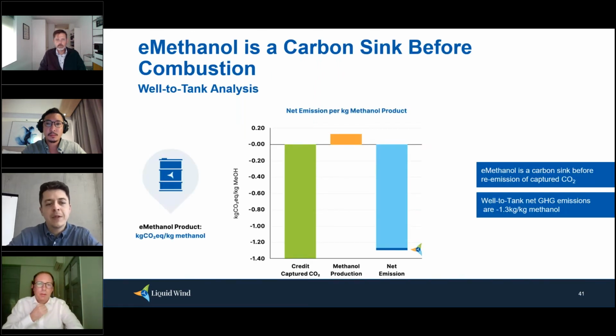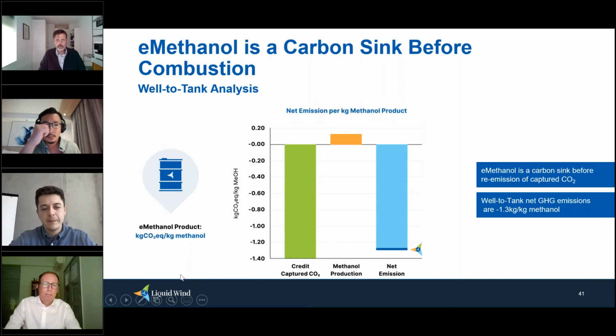So to the result, well to tank, basically what is the liquid methanol product before it leaves our gates. You can see in the graph we have on the left the credit for CO2. So per kilogram methanol, we capture about 1.4 kilogram of CO2. Then we have some emissions during the methanol production, and that leaves a net emission of about negative 1.3 kilogram per kilogram methanol. That basically means before the combustion, it's a carbon sink.